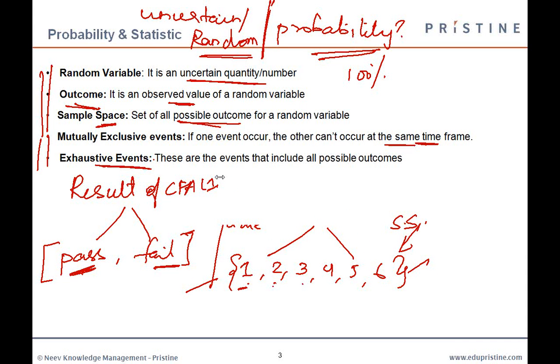I'm trying to read some of your questions. There's one question: can events be mutually inclusive also? If yes, how? Mutually inclusive, what do you mean by mutually inclusive? That is, both the events are possible partially.